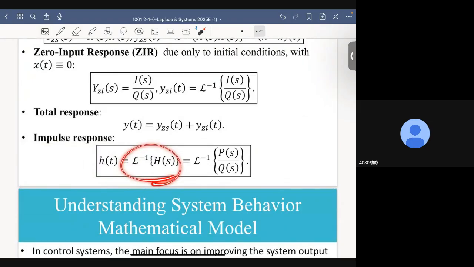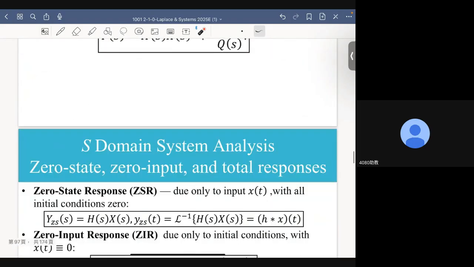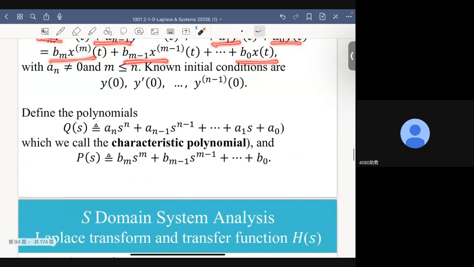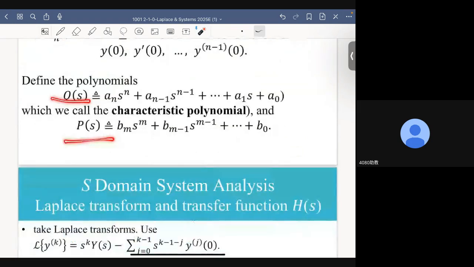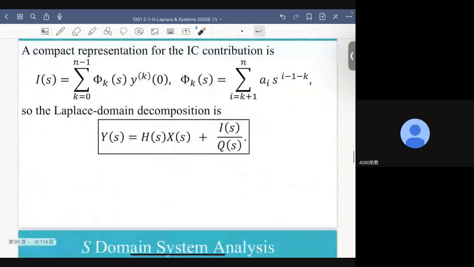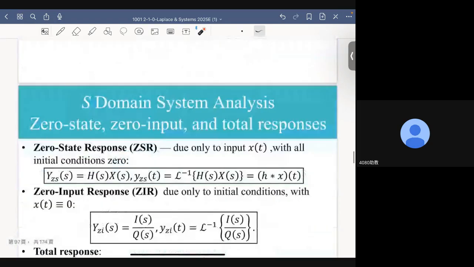And remember that if you know the differential equation, then you know the values of all these coefficients. Then you can determine Q of s and P of s, okay, without any difficulty. And then you can determine the transfer function. And then you can determine the zero state response. All right?